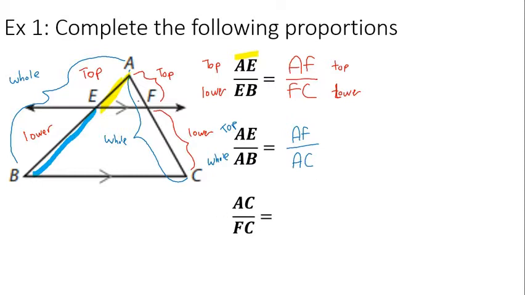So right here, AC is the whole. FC is the lower. So you want the whole and the lower on the other part of the triangle. So the whole part would be AB. Lower segment is EB.